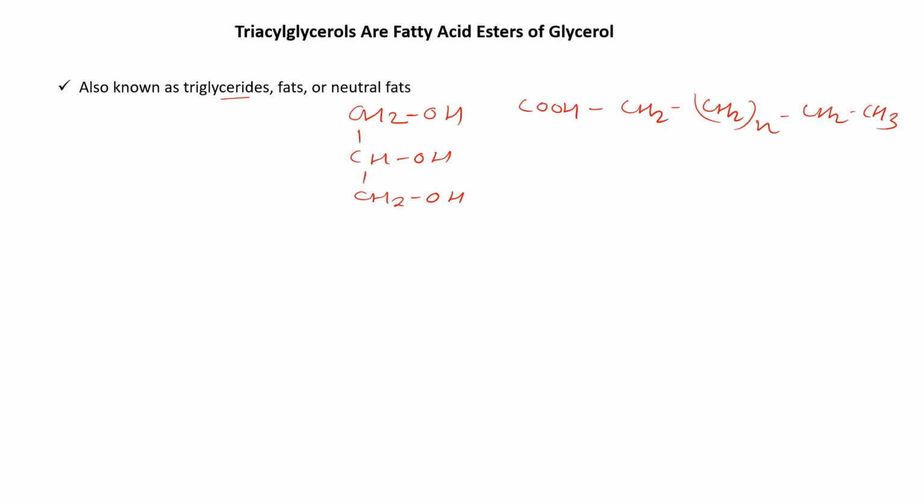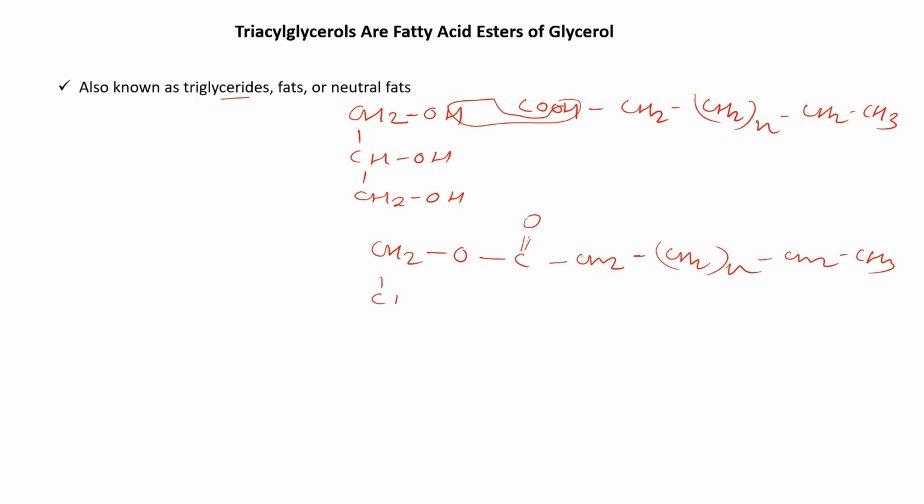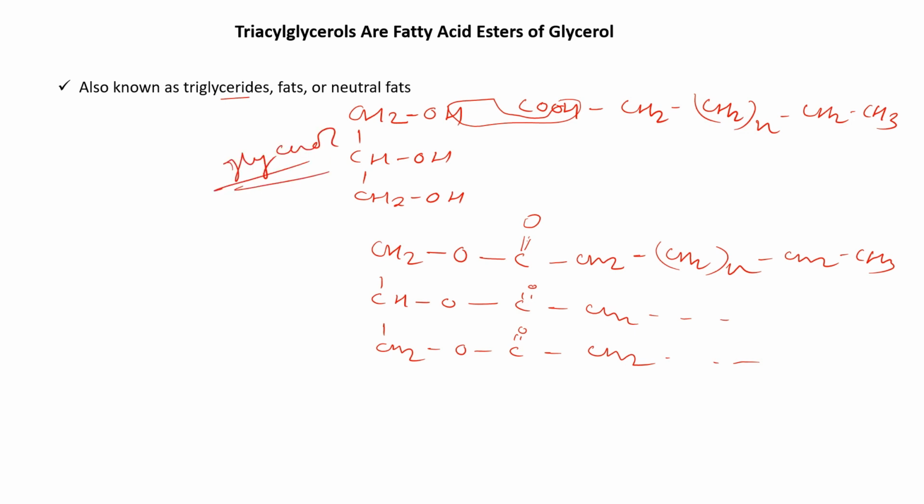Now, if a bond has to form between this fatty acid and glycerol, what will happen? There will be a release of a water molecule. When this water molecule gets removed like this, the bond will form. Similarly, in all the three positions, it will be the same. So this is triacylglycerol. That means the backbone is glycerol, esterified with fatty acids.